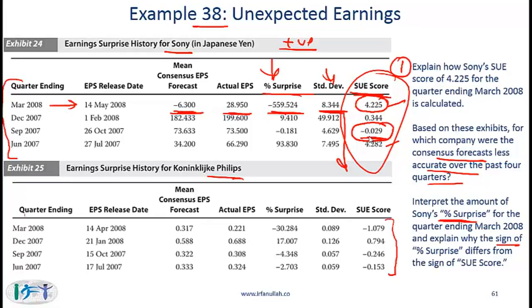If you look at this number over here, why is this negative for the SUE score? This is negative because in the quarter that we are talking about, the surprise is negative. The actual turned out to be less than what was forecasted. Surprise is negative divided by standard deviation, which has to be positive. You get a minus SUE score. The percent surprise is negative. Why? Because you have a surprise which is negative divided by the forecast, which in this case is positive.